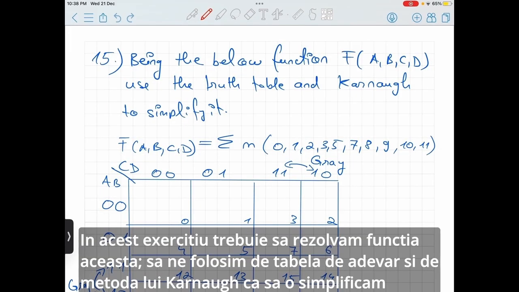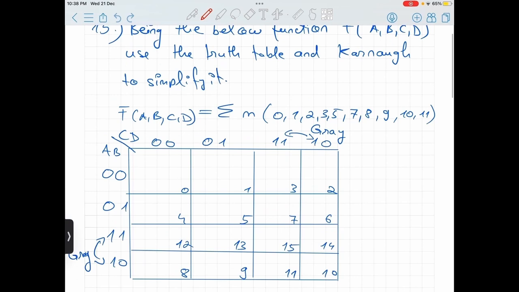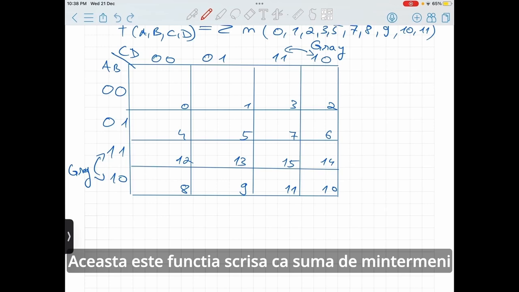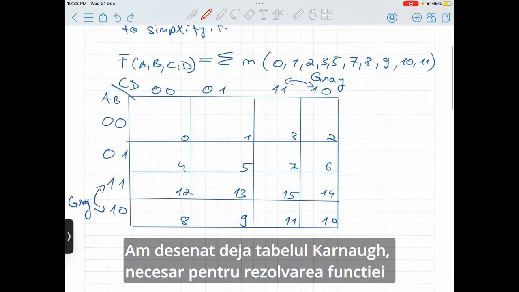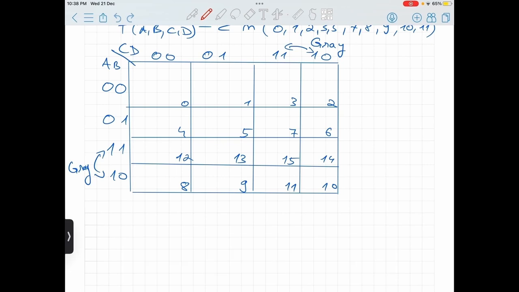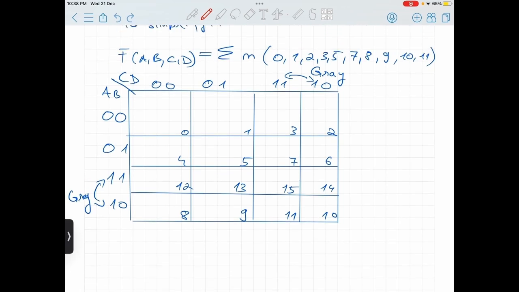Okay, so in this exercise, we need to solve this function. I will read now what we need to do. So, being the below function f, use the truth table and Carnot to simplify it. So this would be the function, and down here I already wrote the Carnot table, which we will use to find the solution to the function.